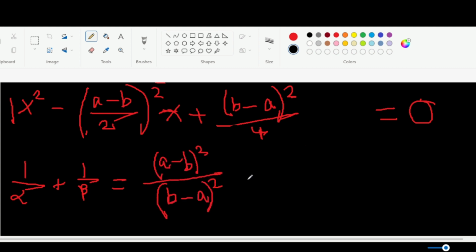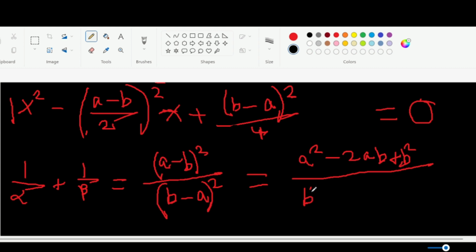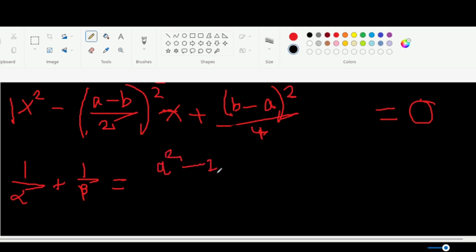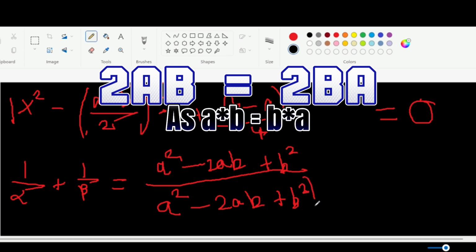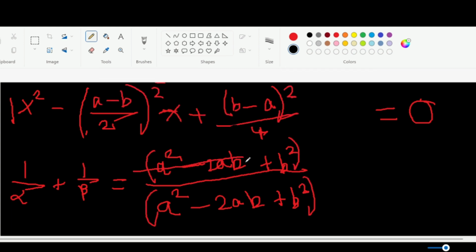Again, both 4's will be cancelled. (a - b)² and (b - a)² are expanded to their respective identities. Rearranging the terms, as a into b is equal to b into a, 2ab will also be equal to 2ba. Finally, we get 1/alpha + 1/beta equals 1.